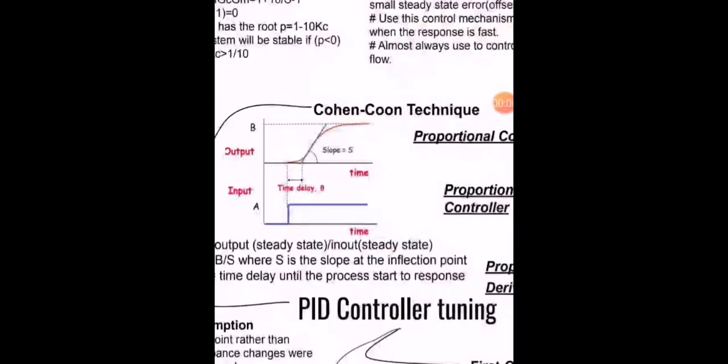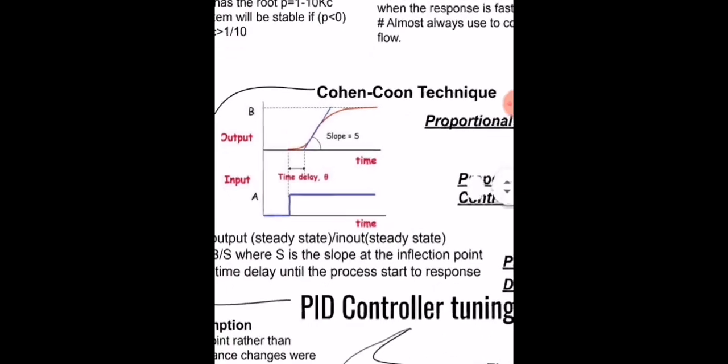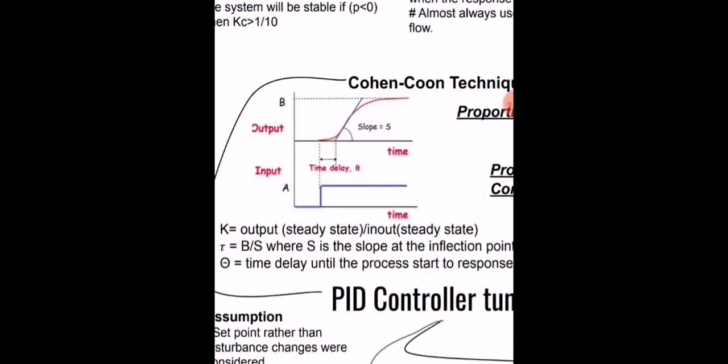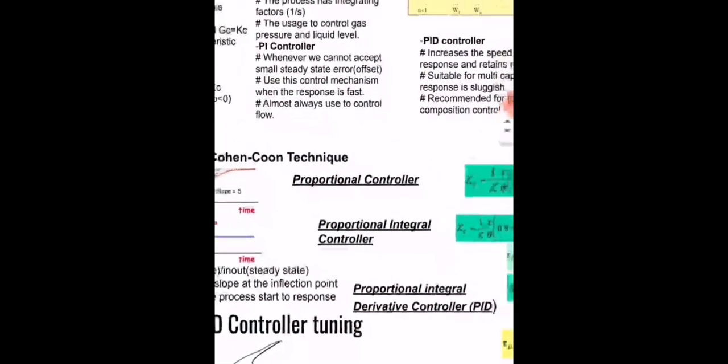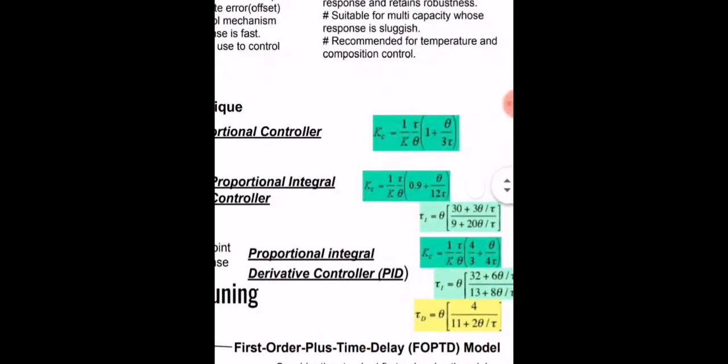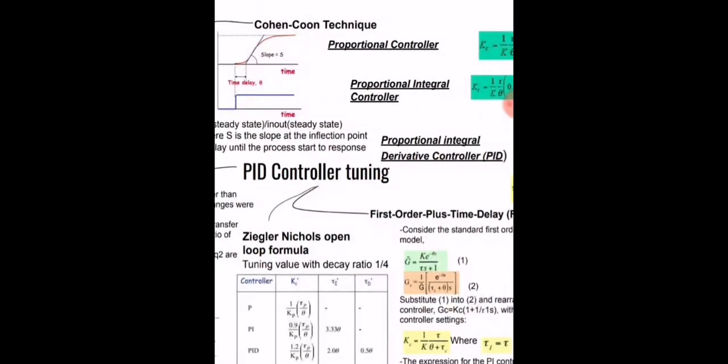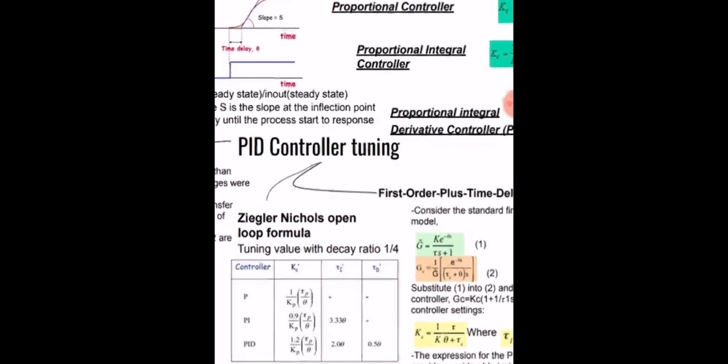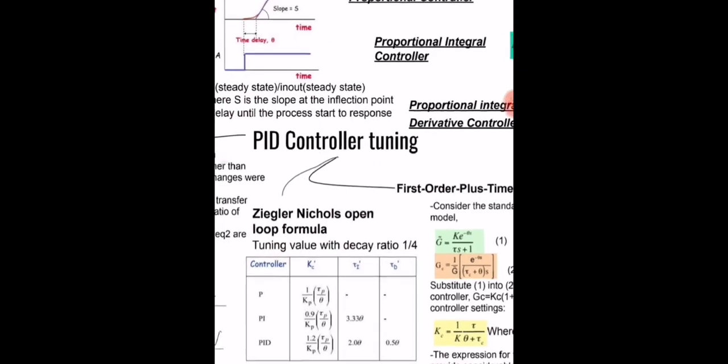That's all from me. Next, we move to Cohen-Coon technique, and this is the normal graph of variables over time. Firstly, we need to do this loop to find the time delay theta and find the tau and also k. And there are several equations based on the controller to find the Kc, tau I, and tau D. And here are the equations. And it is similar for Ziegler-Nichols open loop formula, where it has its own formulas to find Kc, tau I, and also tau D.